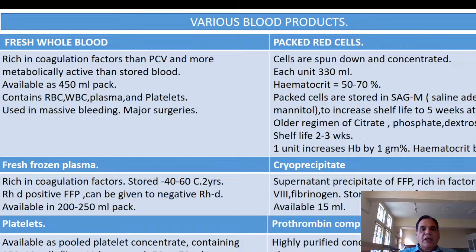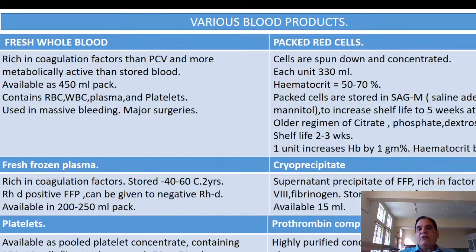Fresh whole blood is rich in coagulation factors and more metabolically active than stored blood. See the difference. Fresh blood should always be preferred because it is more active than stored blood. It is also available as a 450 ml pack. What does it contain? RBC, WBC, plasma and platelets. The essential indication is massive bleeding and major surgeries where you need fresh whole blood.